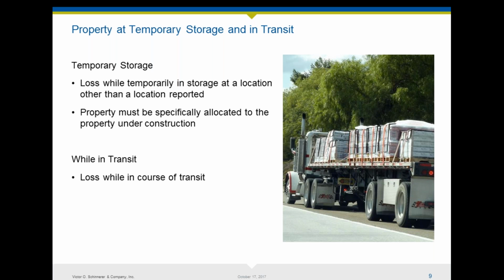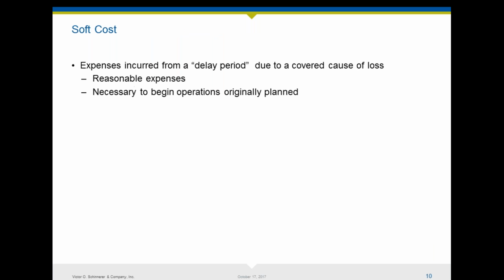While in transit, the same thing. It would be a loss while the materials are in the course of transit. And each of these coverages is built into our base form at $100,000. So that's for each.